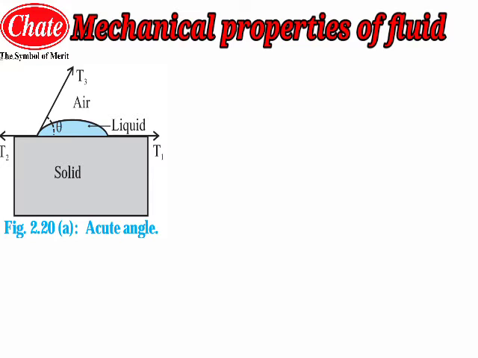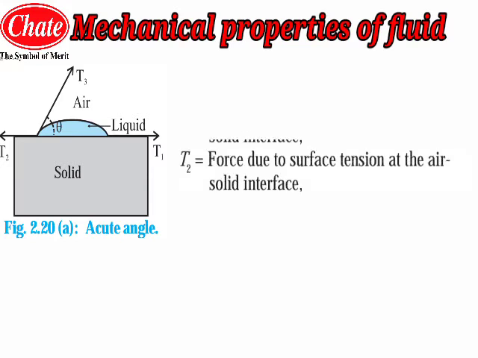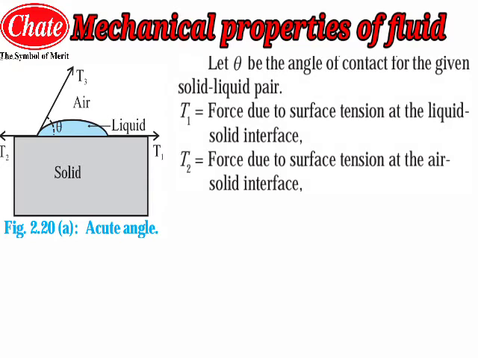Now which phenomenon will occur depends on the surface tension of the liquid and the angle of contact between the liquid and the solid surface. The surface tension between the liquid and air, as well as that between the solid and the air, have to be taken into account. For this purpose, let theta be the angle of contact for a given solid-liquid pair. Means theta will be the angle of contact between the solid and the liquid.